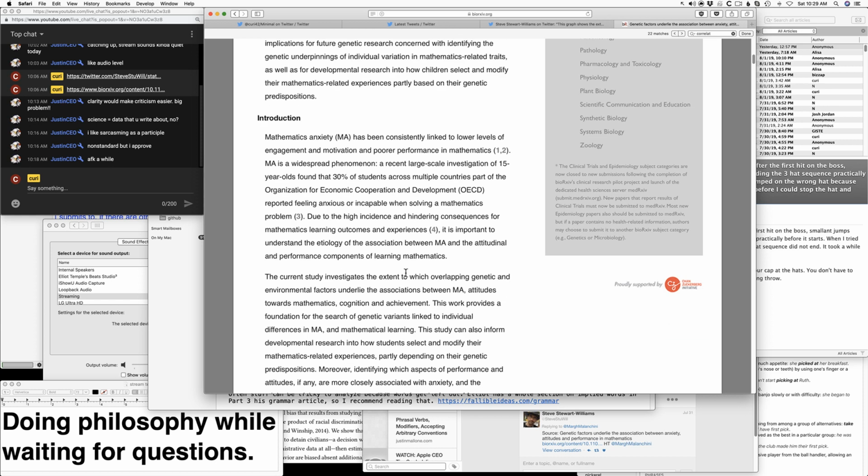Okay, so where were we? Introduction. Anxiety is a widespread phenomenon. 30% of 15-year-olds across multiple countries in the OECD reported feeling anxious or incapable when solving a mathematics problem. Maybe that's not an anxiety problem. Maybe that's because they were incapable. Maybe it's an ability problem. That would be my first guess as the main thing going on. Like, I think the lack of ability causes the negative feelings and so on. But they're just like, look, anxiety is the problem. People feel anxious. That's bad.